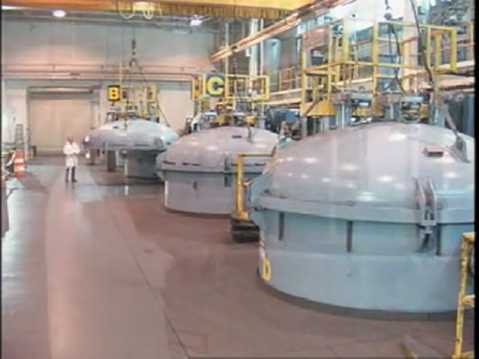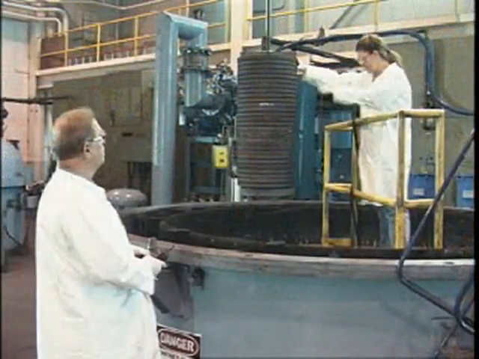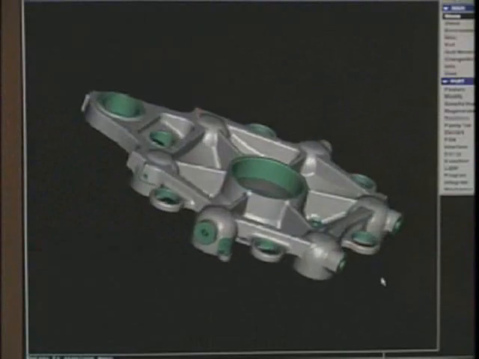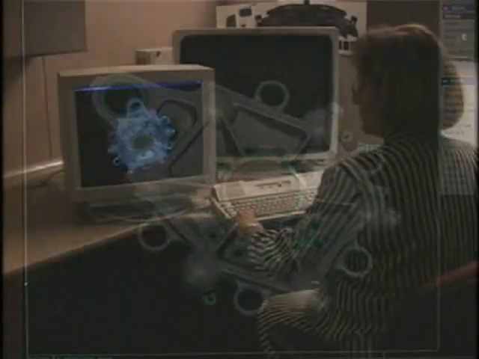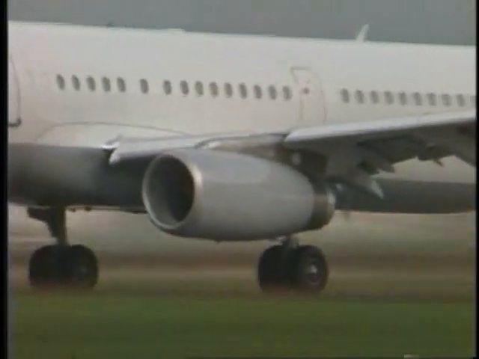At ABSC, we've been a leader in carbon brake technology from the very beginning. Since the 1970s, over 5,000 aircraft have used our carbon brakes, and through research and development, we are continually advancing our designs. Aircraft Braking Systems Corporation.